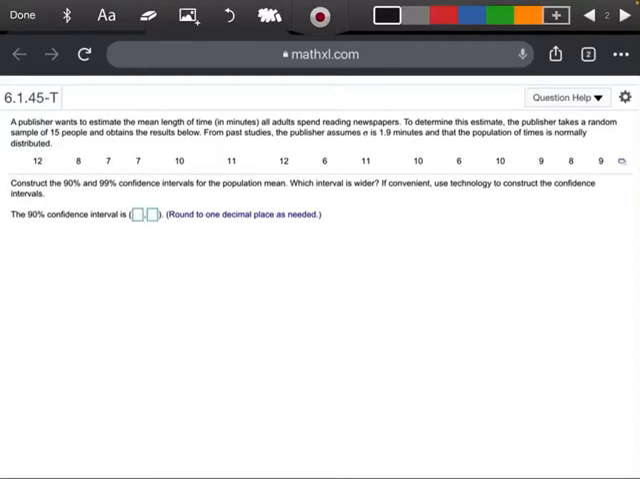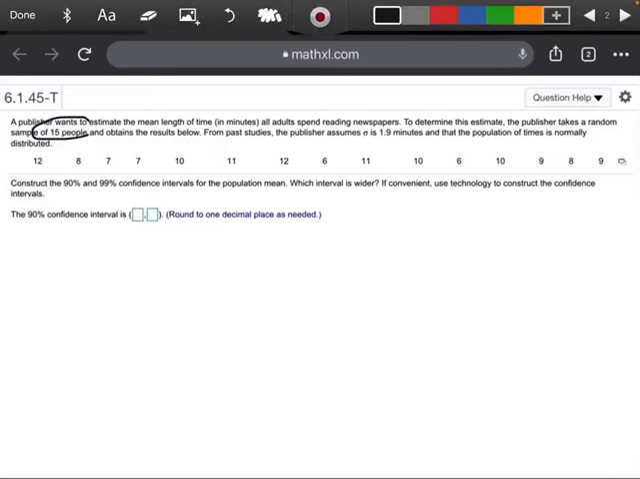All right, so guys, this is a homework problem here out of 6.1. So I'm going to go ahead and do this problem, and it says a publisher wants to estimate the mean length of time in minutes all adults spend reading newspapers. To determine the estimate, the publisher takes a random sample of 15 people.